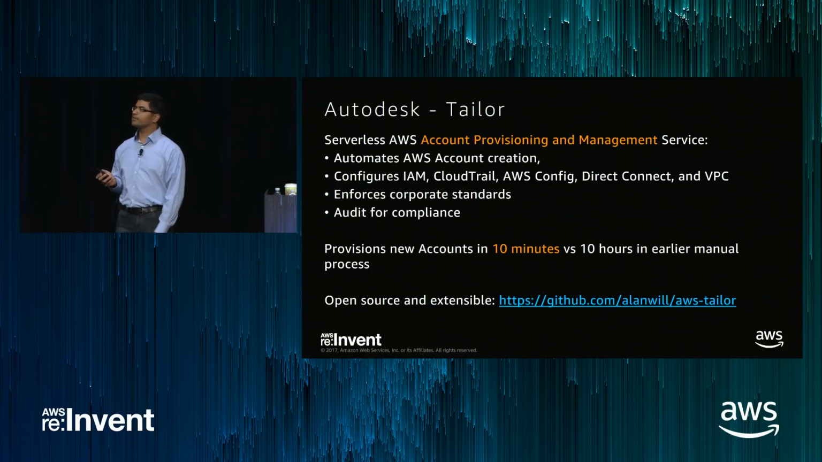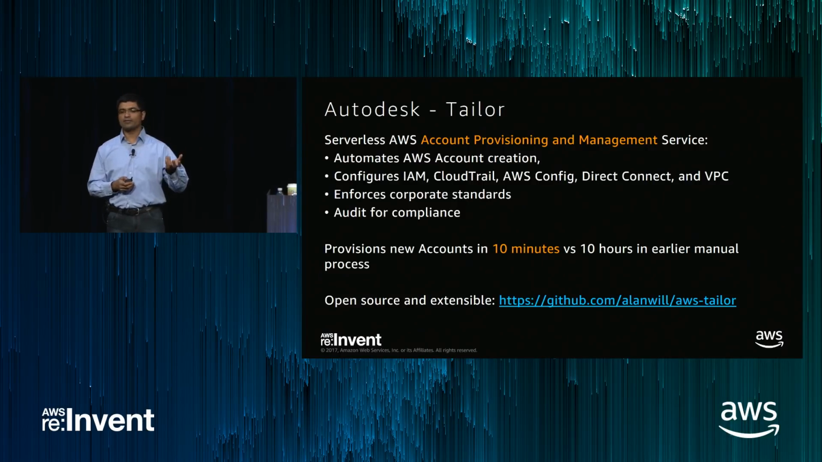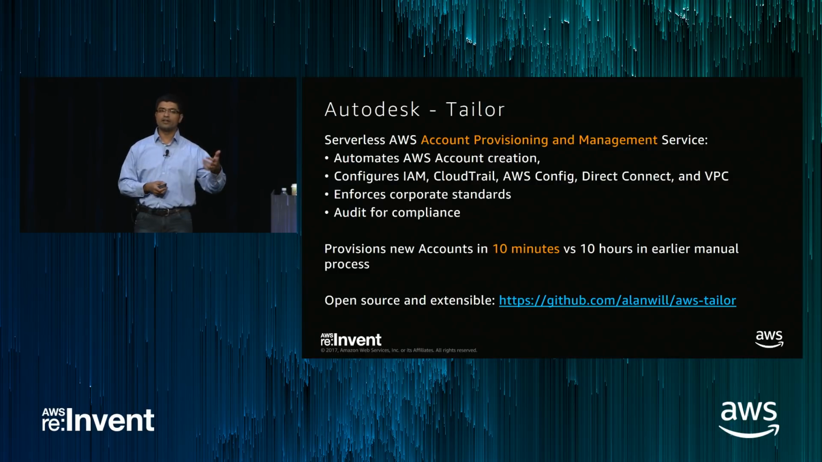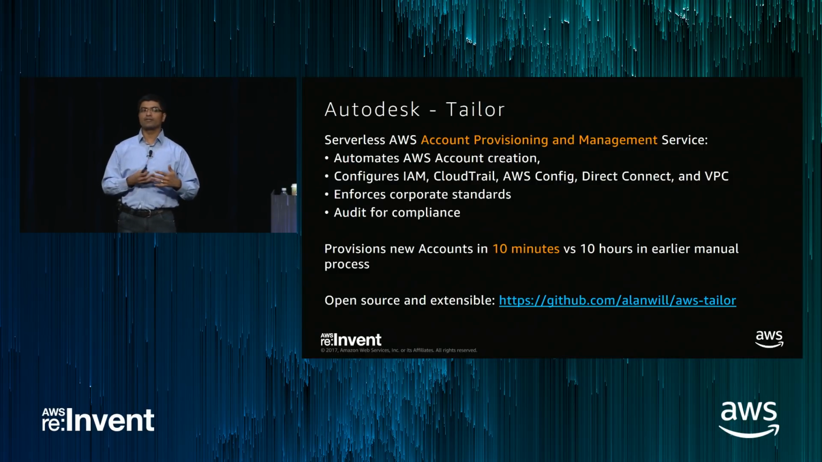An example of a customer that uses the operations automation pattern is Autodesk. They provide software for people who build things. They have many engineering teams who want to launch experimental projects, but they felt that they couldn't innovate fast enough because the amount of time it took to launch a new AWS account and condition it to their security requirements took very, very long and a lot of effort.